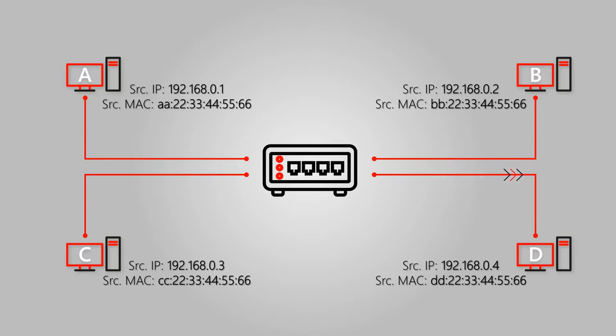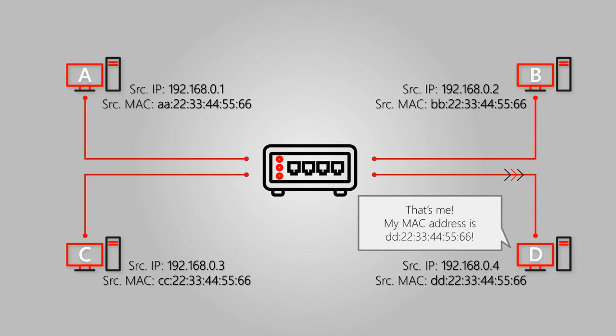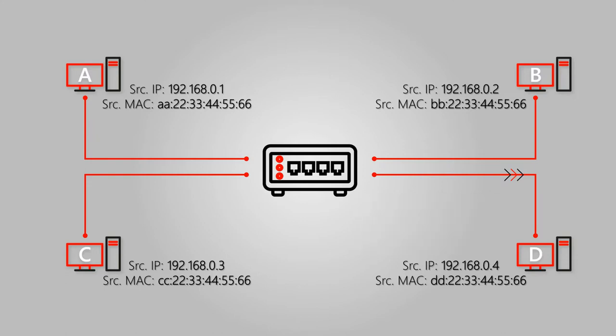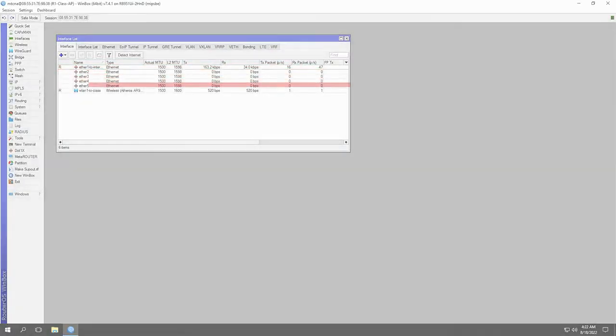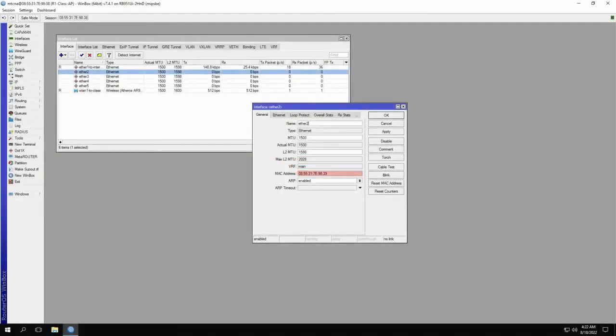However, since host D carries 192.168.0.4, it receives and responds to the request from host A. Host D will announce its MAC address and will reply by giving this information addressed to host A's IP and MAC address. Now, just as a reminder, if you refer to the interface window of any given hardware and open up one of its interfaces, you'll see that that interface has its own unique MAC address.